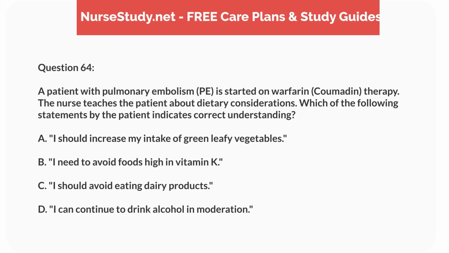Question 64. A patient with pulmonary embolism, PE, is started on warfarin, Coumadin, therapy. The nurse teaches the patient about dietary considerations. Which of the following statements by the patient indicates correct understanding? A. I should increase my intake of green leafy vegetables. B. I need to avoid foods high in vitamin K. C. I should avoid eating dairy products. D. I can continue to drink alcohol in moderation.